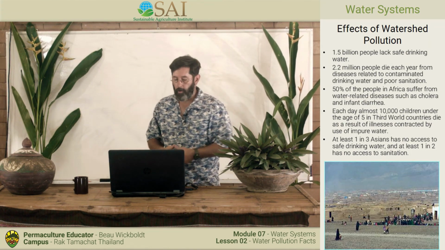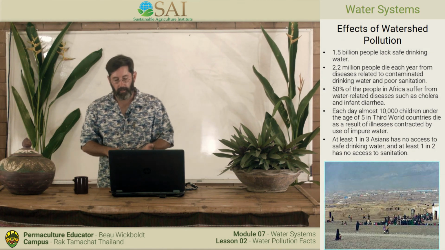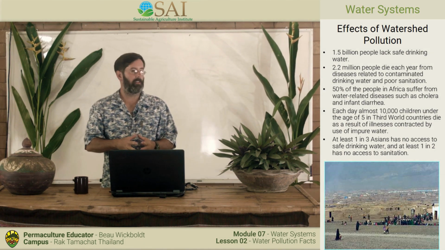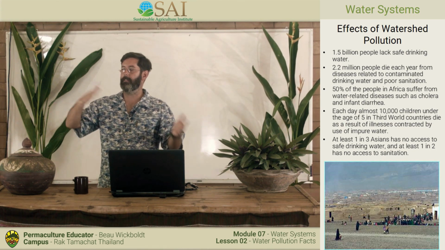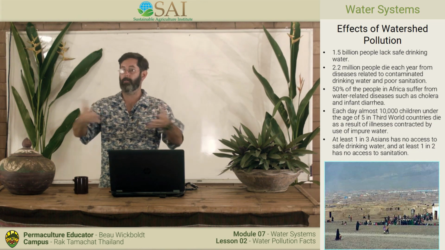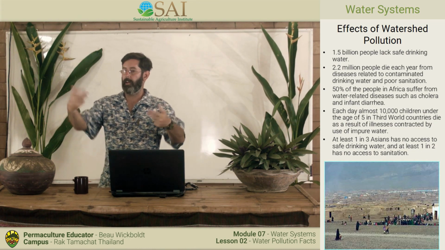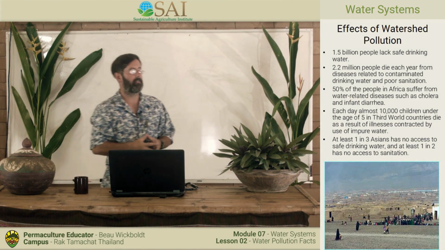So at least 1 in 3 Asians have no access to safe drinking water, and at least 1 in 2 has no access to sanitation. That's basically the basis of how we describe developing or less developed nations. Water and sanitation. So when they go to the bathroom, where does the sewer go? Is it cleaned? And do they have running water? If you have those two things, typically we can kind of look at that as a developed world.